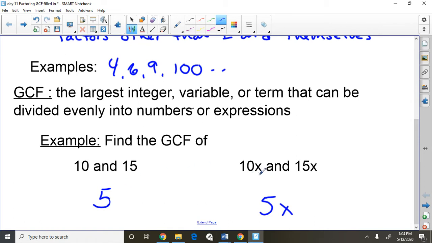If I took those numbers and wrote them as 10x and 15x, my GCF would be 5x. I look at the numbers, 10 and 15 have a common factor of 5. x and x, that x is common, so it goes in the GCF. We'll talk more about the variables as we go.